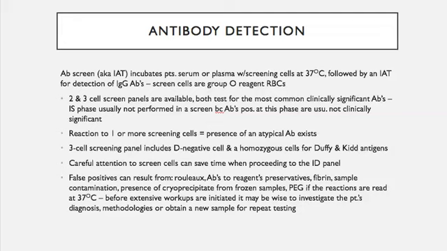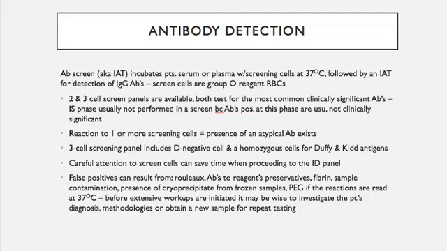Whether you're using the 2 or the 3 cell screen panels, they're both going to test for the most common clinically significant antibodies. And most of those are going to be the ABO antibodies, and then the ones that we talked about in the first lecture video of Unit 3. The initial spin phase is usually not performed in a screen because antibodies that are positive at this phase are usually not considered clinically significant.